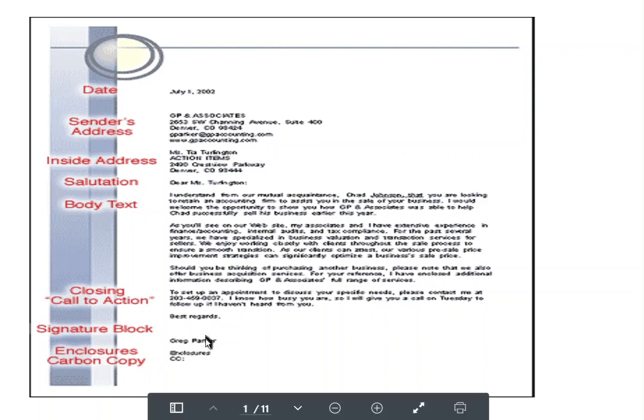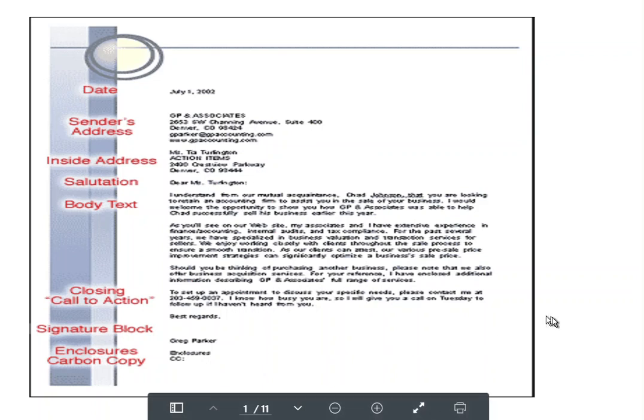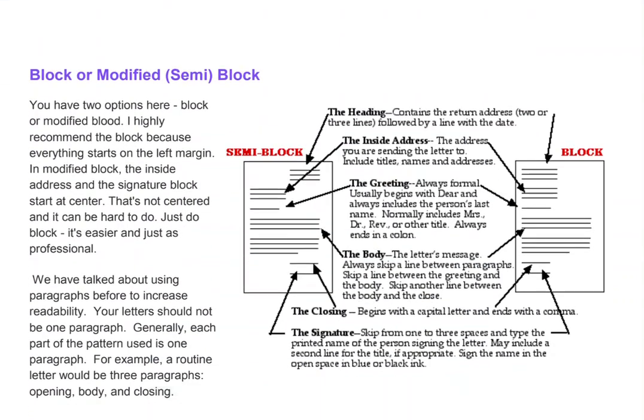Leave 3 spaces for your signature, then have your name, and then enclosure just means there's something else in the envelope, lets the person know to look for it. And carbon copy means I also sent a copy of this letter to someone else, maybe my supervisor as well. So you let them know that.